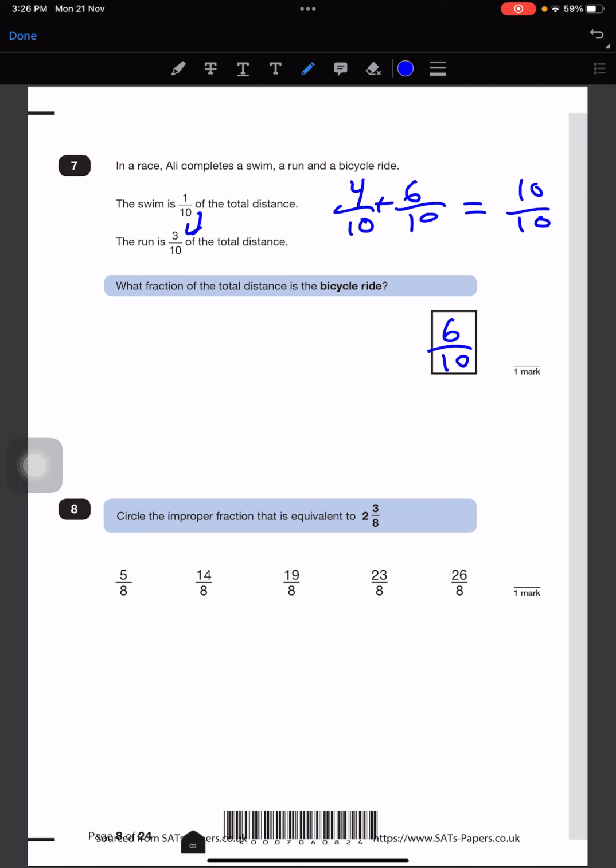Circle the improper fraction that is equivalent to 2 3 by 8. Okay, so for this, what we're going to do is change this to an improper fraction. So let me show you how we're going to do this. 3 by 8 we're going to write. So here we'll multiply. 2 times 8 is 16, and then 16 plus 3 is 17, 18, 19. So we'll do 19 by 8. So as you can see, this one is going to be our answer.